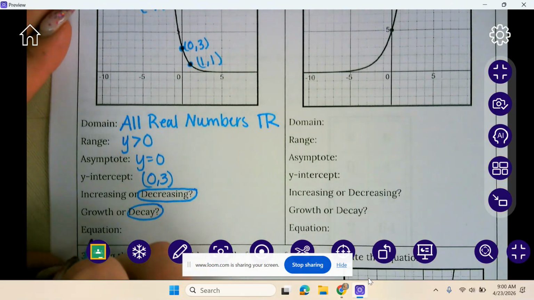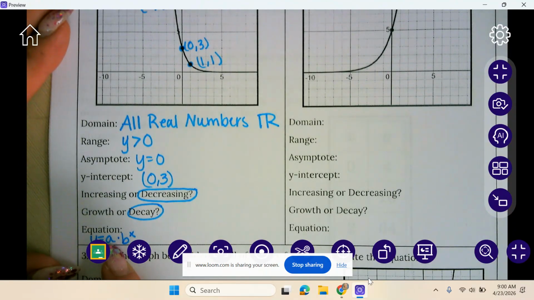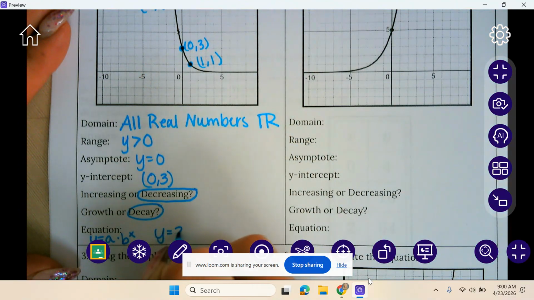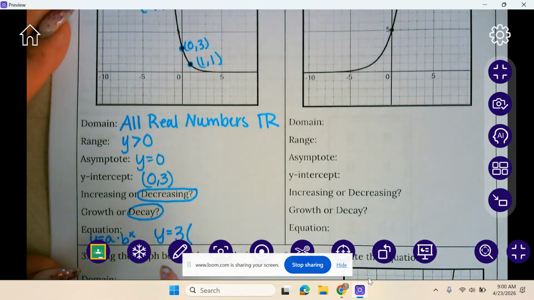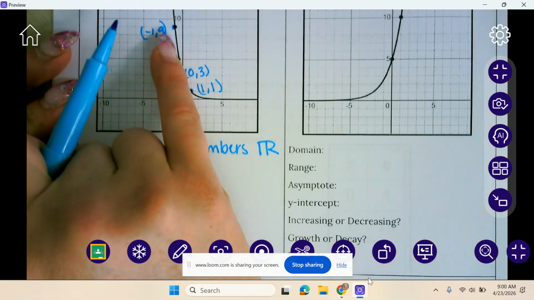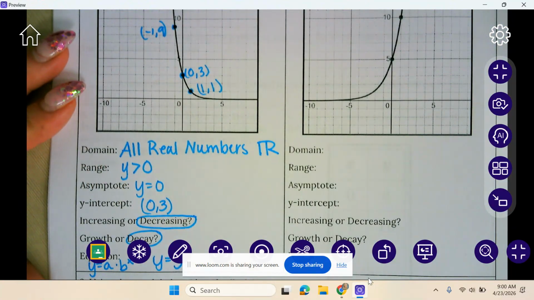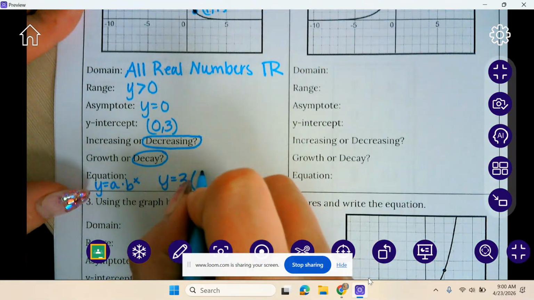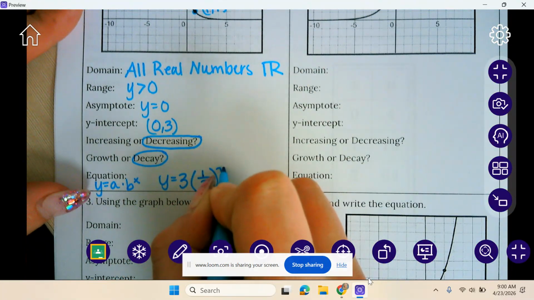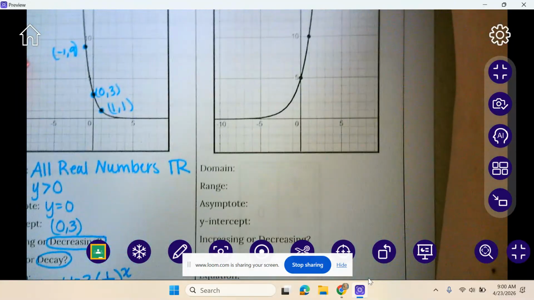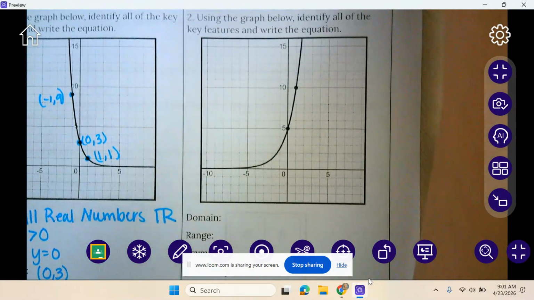So our equation, we're going to stick with our parent function, y = a · b^x. a is our initial value, which is also our y-intercept. So our y-intercept is 3. Okay, our b value is going to be the number that it multiplies every time. So to go from 9 to 3 to 1, essentially we're dividing by 3, which is the same as multiplying by 1/3. So 1/3 would be our b to the power of x. Okay, any questions?